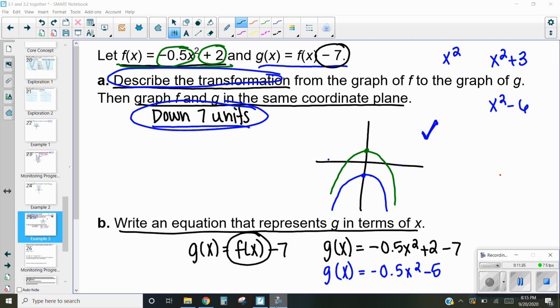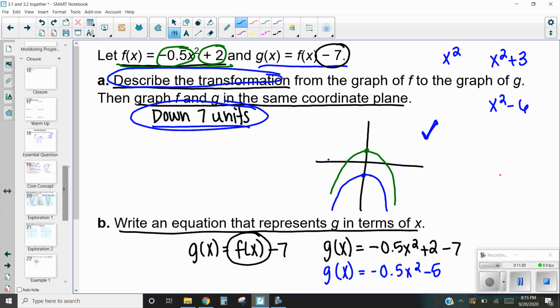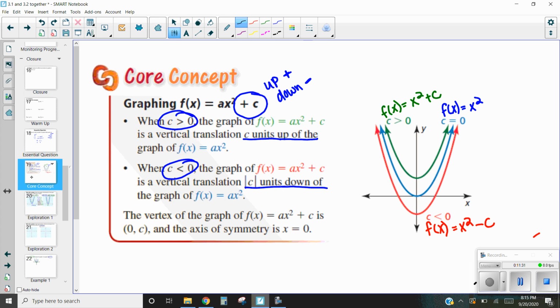So in summary, this is what that C value does. Our C value affects where it is by moving it up and down. It gives us this vertical translation, either up or down, depending on if C is positive or negative. If it's a positive number, it's going to go up that many. If it's a negative number, it's going to go down that many. And that's how C affects our quadratic function.